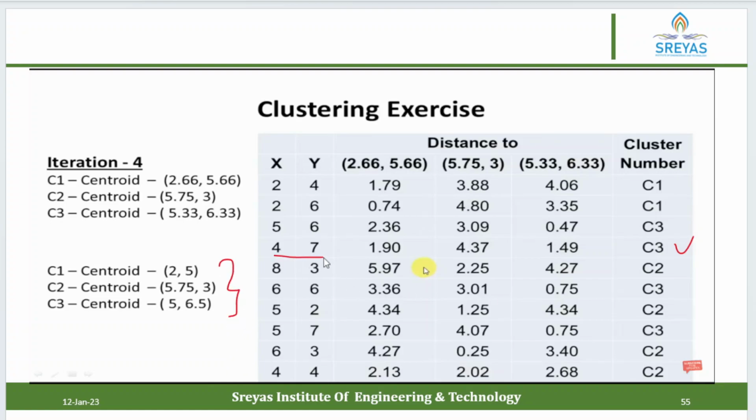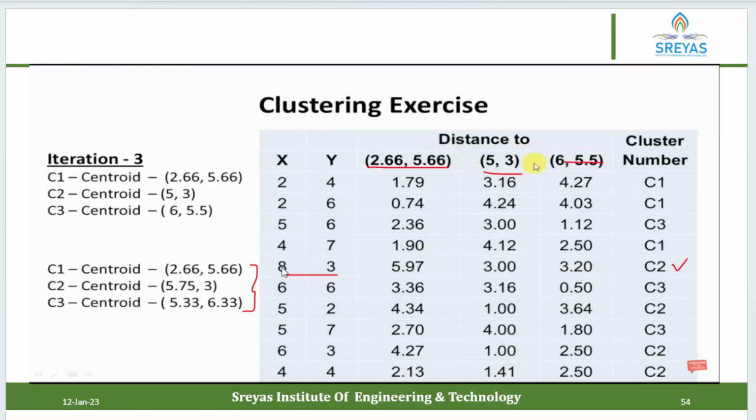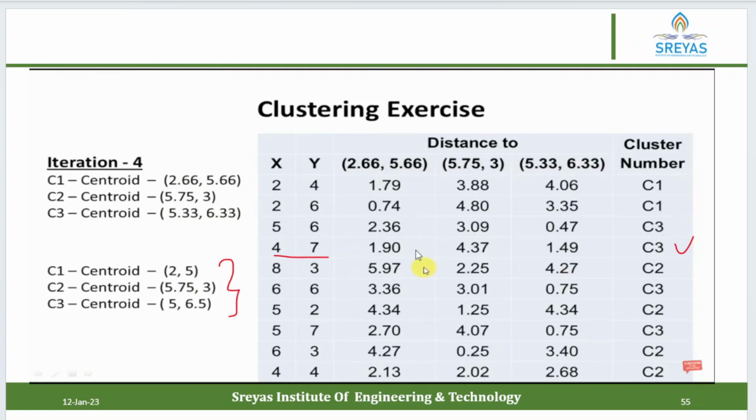Why? Because there is a change in the cluster assignment for the 4 comma 7. In the third iteration we have assigned it to the cluster 1, but in the fourth iteration we have assigned it to the cluster 3 here. So these are my new mean values. For these mean values only we are going to calculate the distance for the given data points, and we will assign the cluster centers.